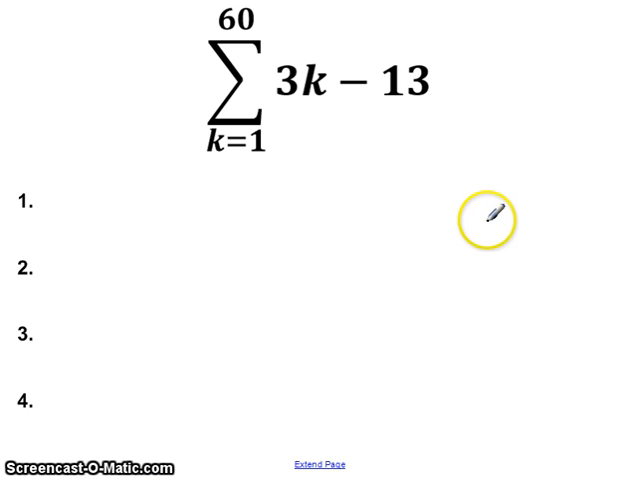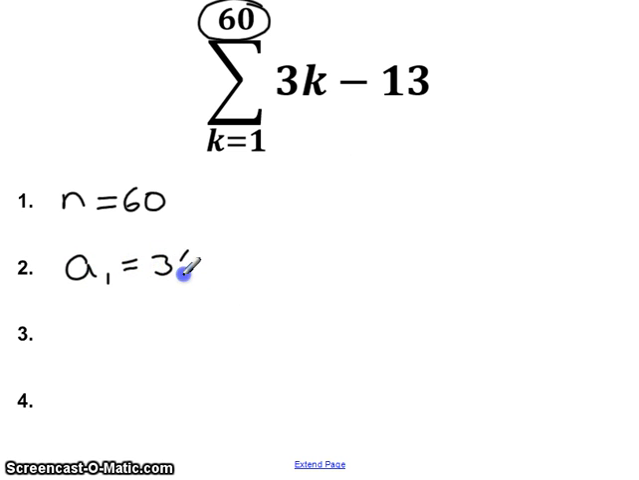Okay, one last example. If you were thinking on those previous examples that a sub 1 was easy to find because it was the number that was at the beginning of the sequence, you were right, except now we've got a little different form of the equation here. And it really doesn't matter because, again, we just have to plug in 1 into the formula to get a sub 1. So let's start with the value of n. That's up here. N is 60 in this case. So we're going to add up the first 60 terms of this sequence. The sequence starts at a sub 1, which is going to be 3 times 1, k is equal to 1, minus 13. That's 3 minus 13, which is negative 10.